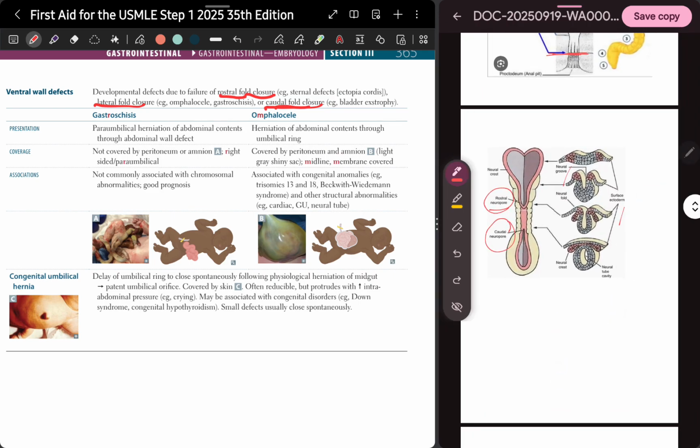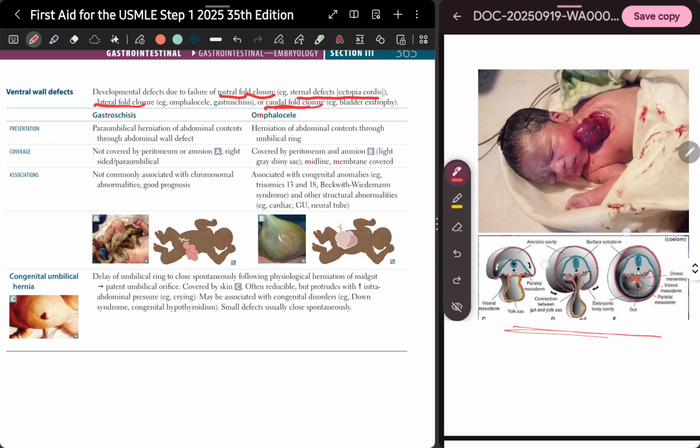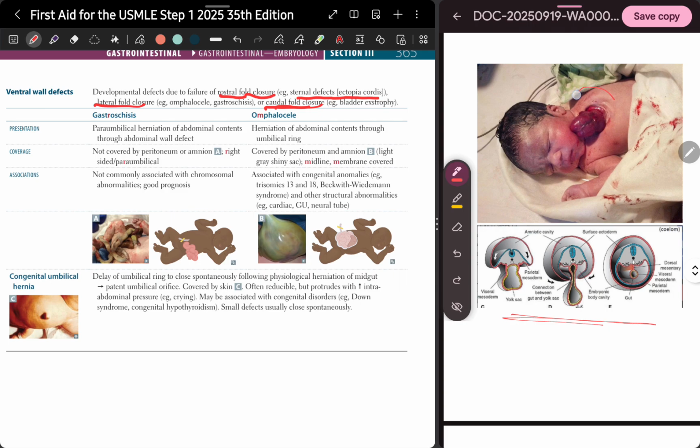So the next thing is there are sternal defects, which are the ectopia cordis. There are going to be sternal defects in the rostral fold closure defects, and this is the ectopia cordis. Here you can see the heart is out of the body. Here we can see it is due to ectopia cordis, and it is a sternal defect. The next is the lateral fold closure, and here we have the omphalocele and gastroschisis. Here we are going to study them in detail after the caudal fold closure.